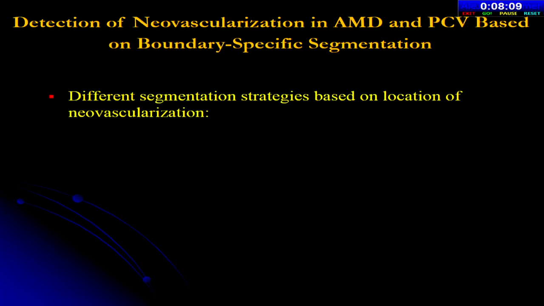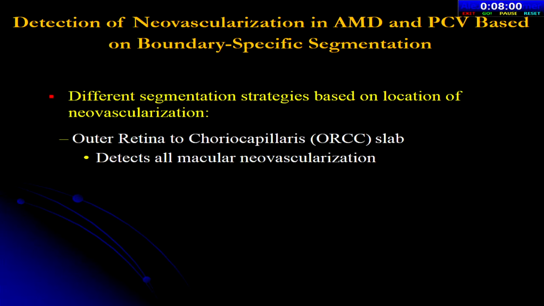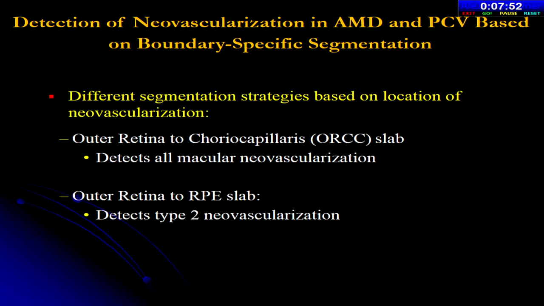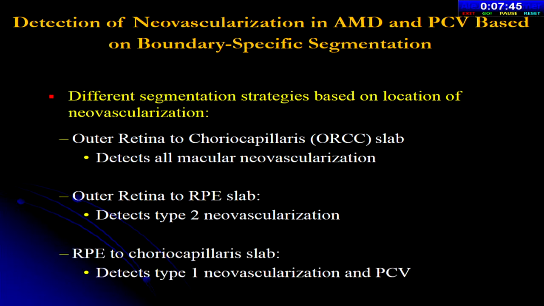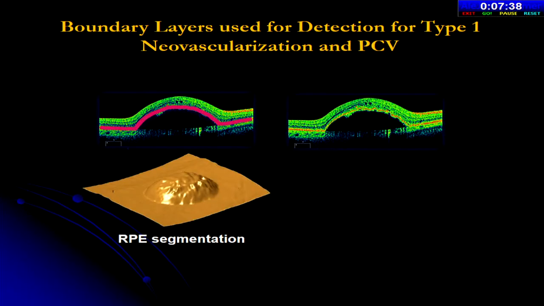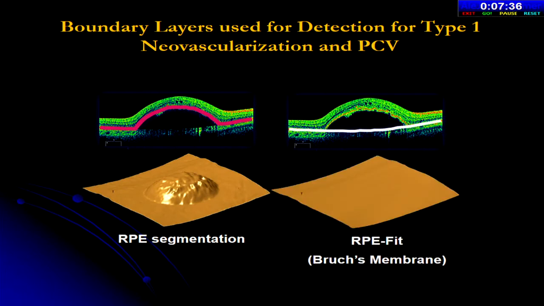So, detection of neovascularization in AMD and PCV is based on boundary-specific segmentation. This is basically different segmentation strategies used based on location of the neovascularization. For example, outer retina to choriocapillaris, or what is becoming popularly called the ORCC slab, detects all macular neovascularization. Outer retina to RPE slab detects your type 2 neovascularization, or erstwhile classic CNVMs. And RPE to choriocapillaris slab below detects type 1 neovascularization and PCV. So you can see this is the RPE segment, and this is the RPE fit, or the Bruch's membrane.